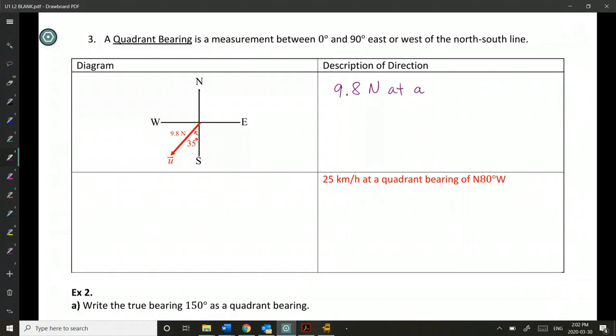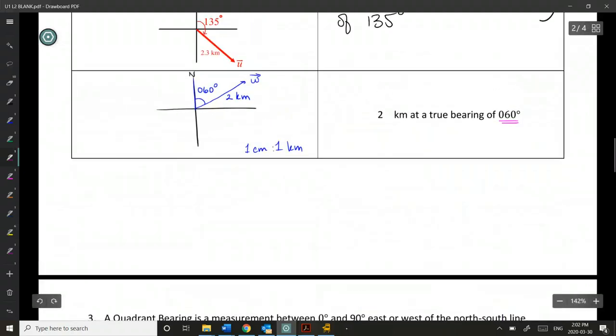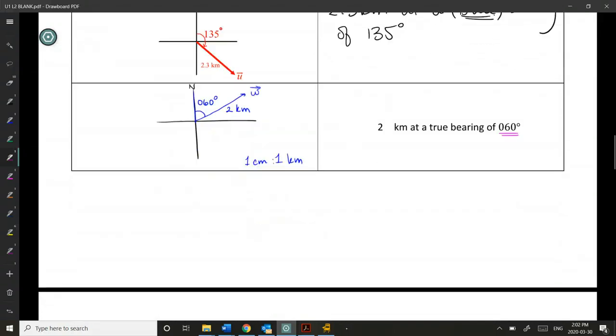Okay, you may see the word quadrant, you may not. But if I just see bearing, I'm not going to assume true bearing if I see north and west or south or east or things like that. So that's how I can differentiate between true bearing and quadrant bearing, is that with quadrant bearing, you're going to see north, south, east, west, kind of bordering your angle. Whereas with true bearing, you'll just see the measurement of the angle itself.